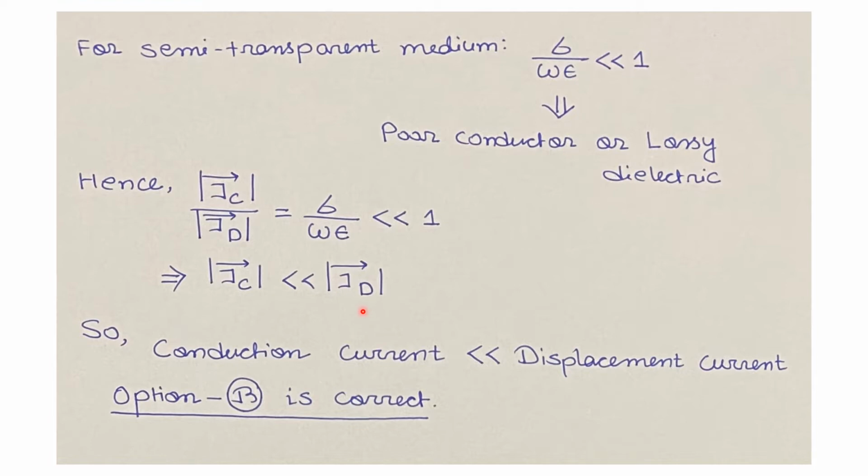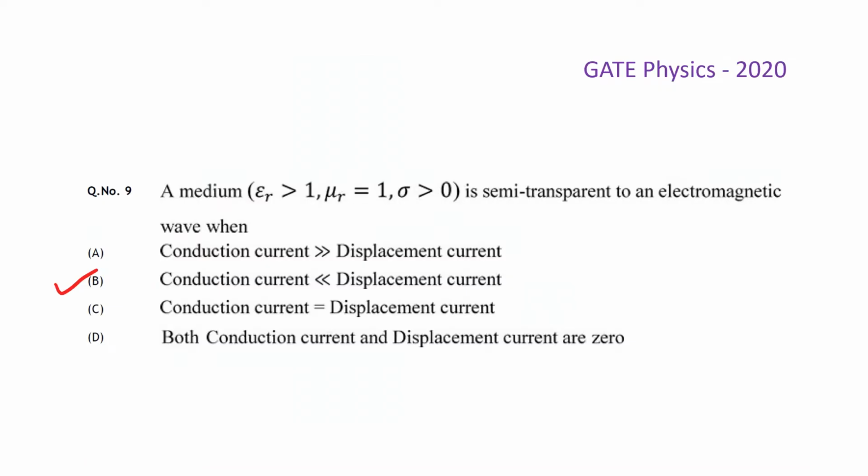So we can conclude that the conduction current in this medium is very much less than the displacement current, which is option B given in the question. So according to our solution, a medium is semi-transparent to an electromagnetic wave when the answer is option B, that is conduction current is very much less than displacement current.